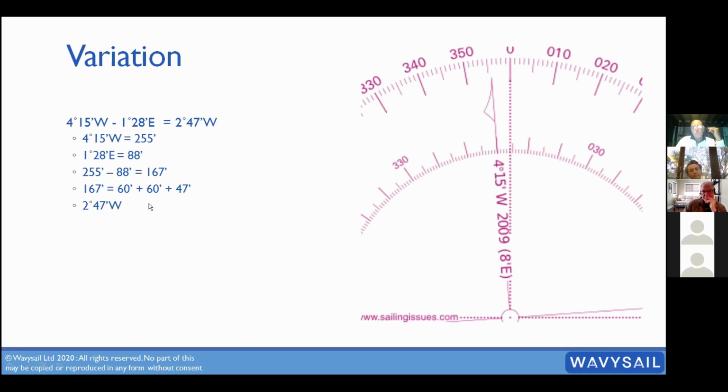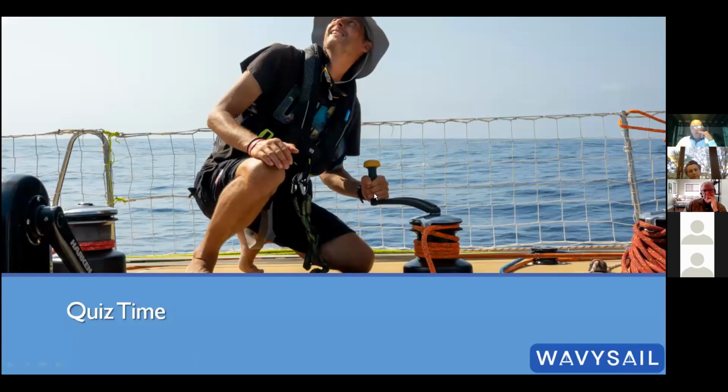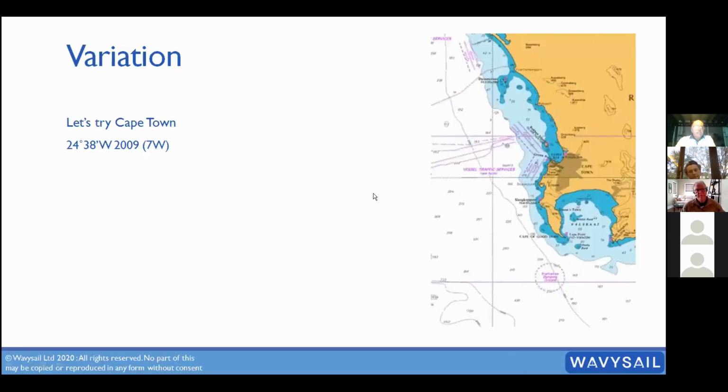I mean, we can't even steer a course of a 1 degree change. So if you're trying to steer a 1 degree difference and a half a degree difference, well, you're never going to do that. So we don't worry about it. Okay. So variation, let's give it a go.